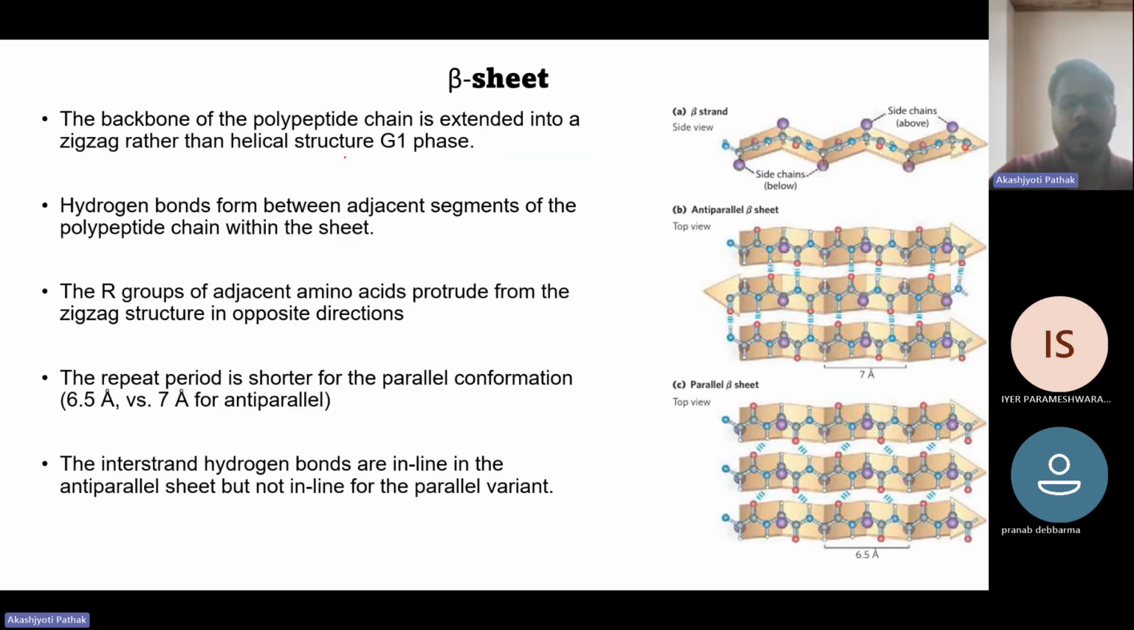Now, beta sheet. Beta sheet is another secondary structure of protein. There can be parallel beta sheets and anti-parallel beta sheets.